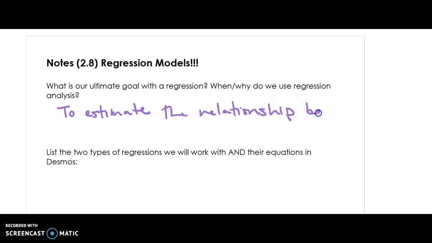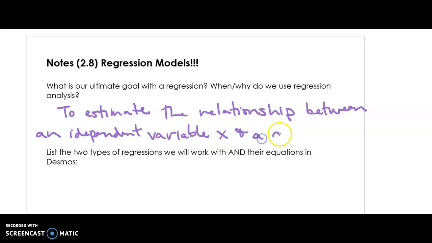between an independent variable x and a dependent variable y. All right, and you'll see what I mean by that.